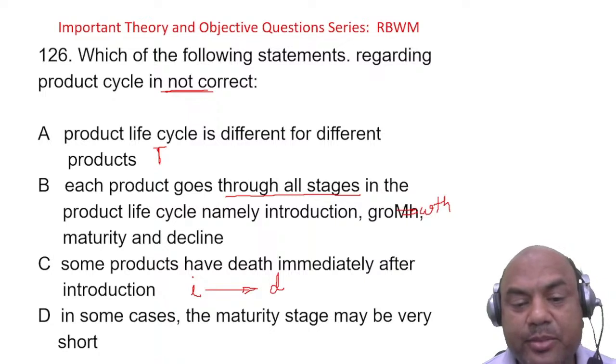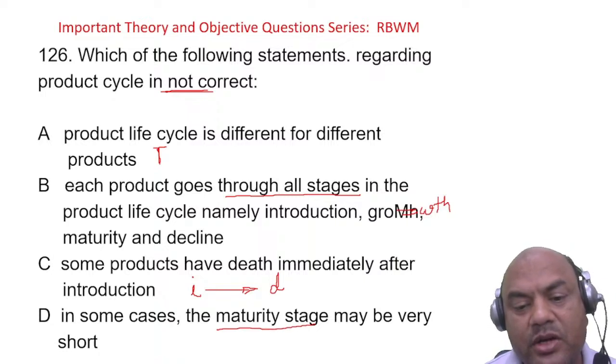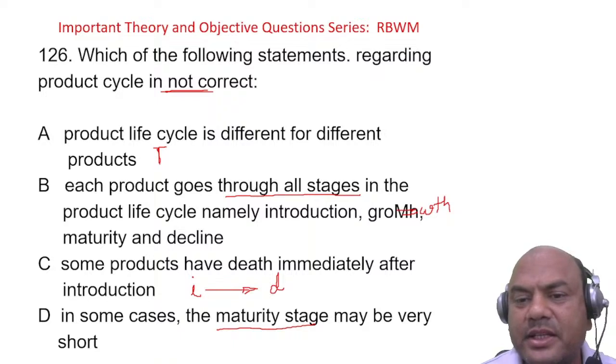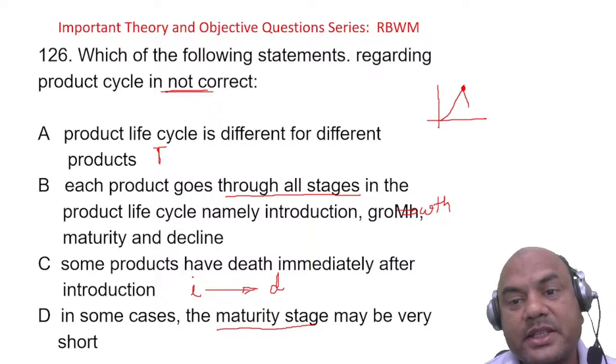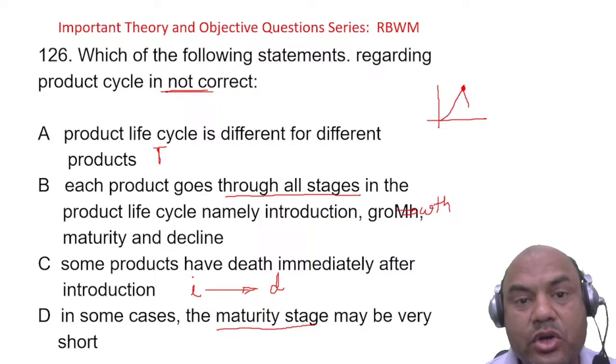In some cases, the maturity stage may be very short. Obviously, the maturity stage is short for some products. Some products move like this. The PLC is like this. It will move like this and immediately go down, immediately at a single point. Nowadays, in this present fast age, the maturity stage is very short.